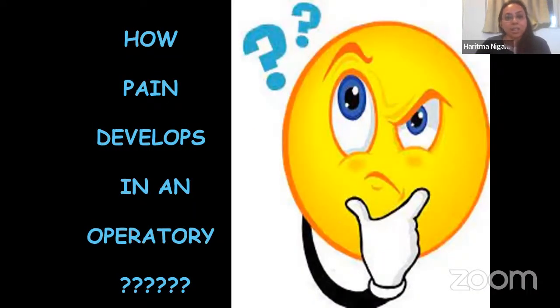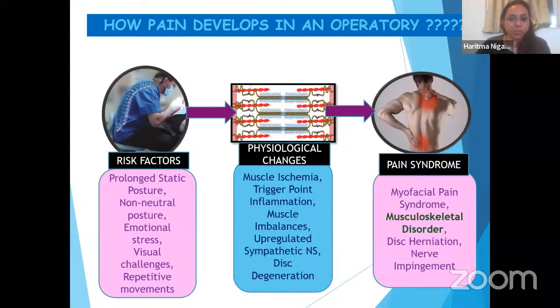Now, here is one question. How does pain develop in an operatory? Let us see the pathophysiology behind this. There are certain risk factors such as prolonged static posture, non-neutral posture, emotional stress, visual changes, or repetitive movements. As a result, it will lead to some physiological changes, such as muscle ischemia, which means there will be decrease in blood flow to that particular tissue. As a result of which, what will happen? There will be some trigger points which will get pain, and inflammation will start, leading to muscle imbalances.